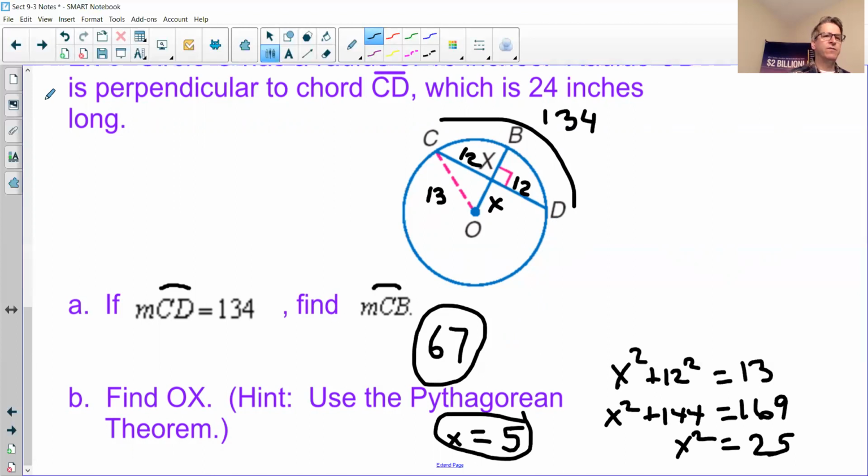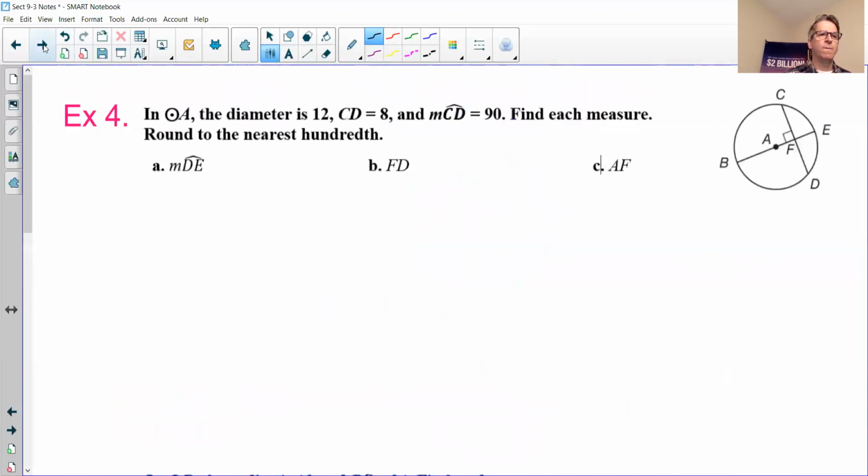If circle A, the diameter is 12, so we know that this diameter is 12. So I'm going to make this right there. Okay, so this is 12. The diameter is 12. So if that's the diameter, this is the radius of 6.